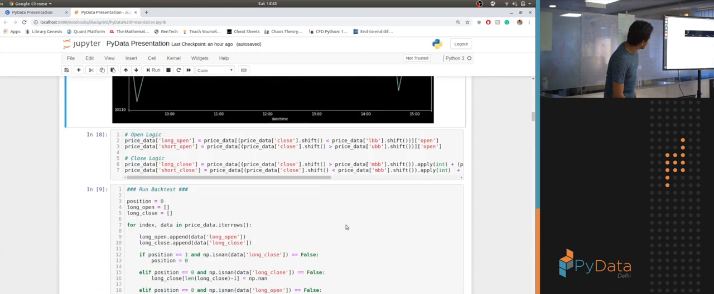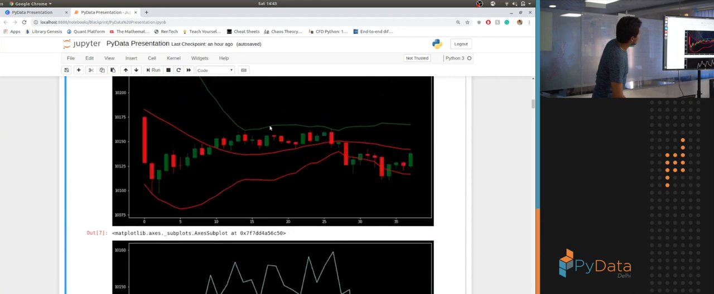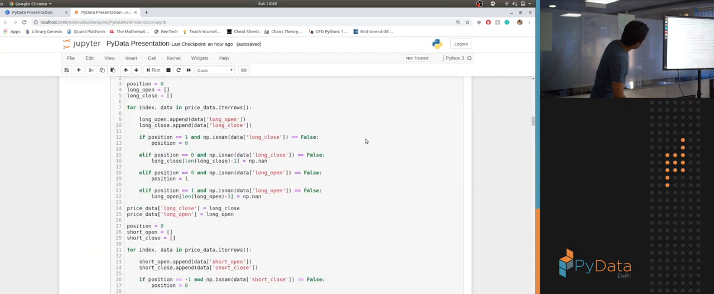So I've coded up that logic right here, long open and long close. Long means when I'm buying and short means I'm short selling, right? So the opening logic and the closing logic. The closing logic is, if I short it here, I'll close it once it comes below the middle band. And if I bought it here, I'll close it once it closes above the middle band, right? I'm sorry guys, I'm going very quickly because we are running out of time.